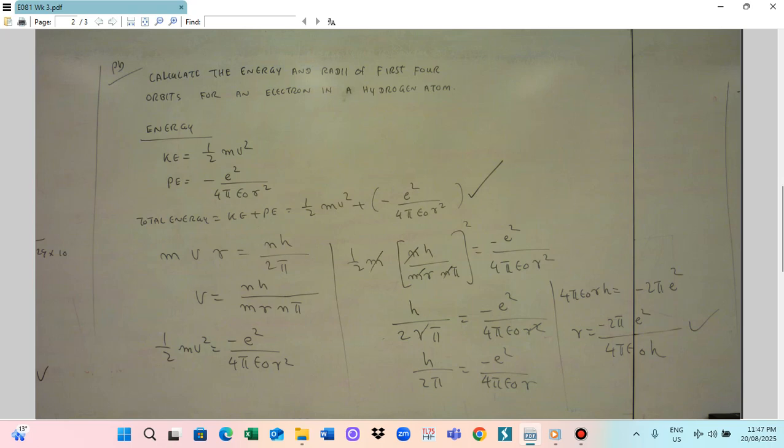From this equation we can get the velocity: v is equal to nh divided by 2 pi mr.